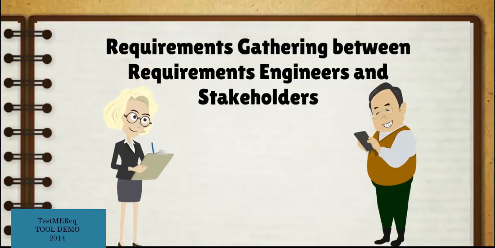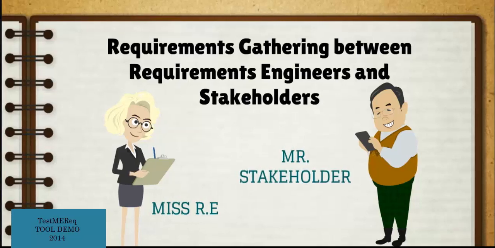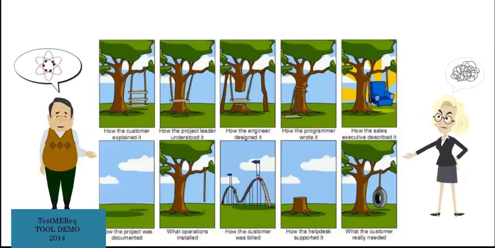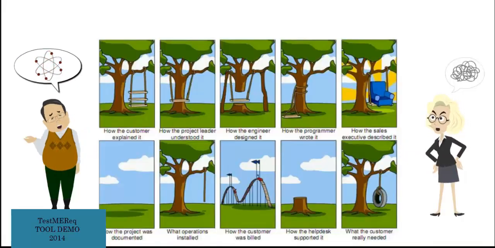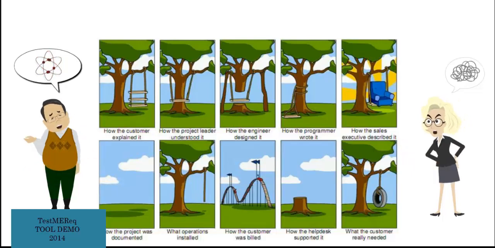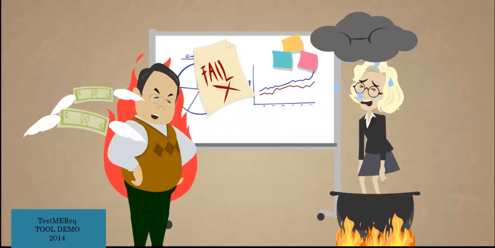This is a requirements gathering process between Mary, the requirement engineer, and Mr. Albert, the stakeholder from ABC Company. As we could see, Mr. Albert has a different requirement that he tried to convey. However, Mary understood it differently, and in the end, they have produced the wrong product. Now this has led to problems.